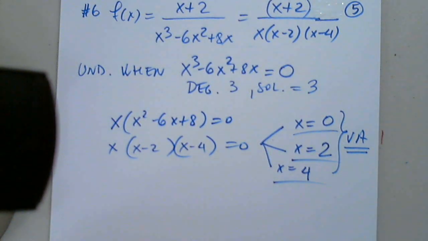I'd like us to talk about, where's my book? I'd like us to talk about horizontal asymptotes now. So let's choose a problem. Number 26. Good.